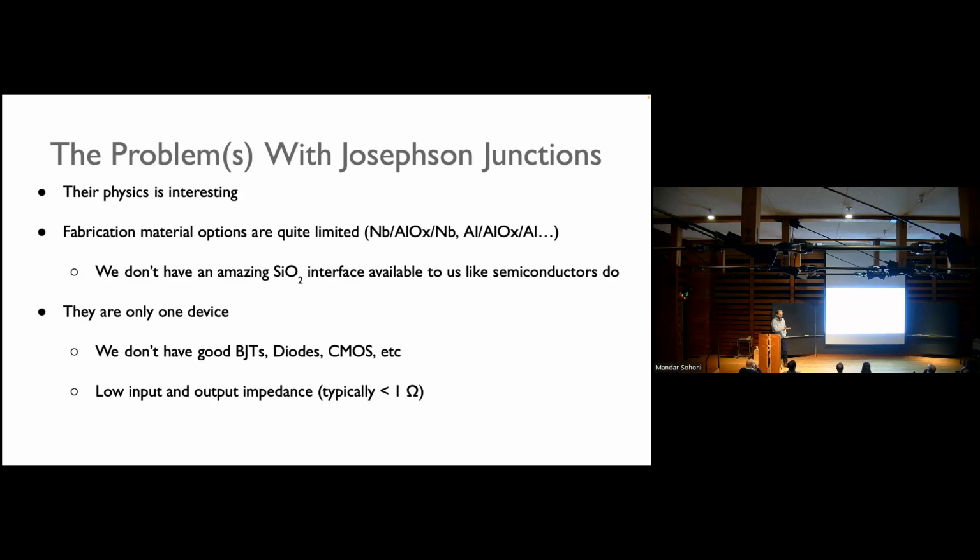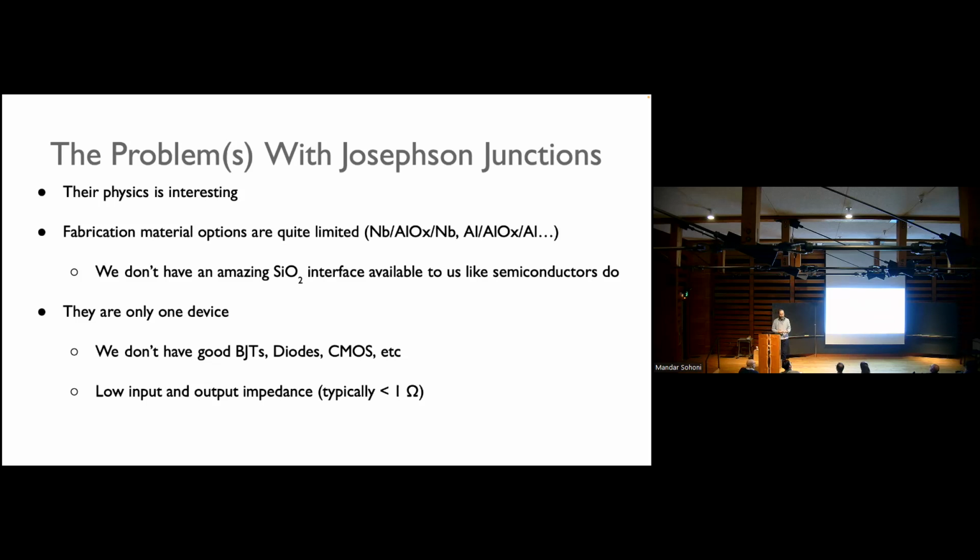We heard about aluminum oxide. That's a beautiful Josephson junction, niobium aluminum oxide. We don't have that amazing oxide interface that CMOS has. It's just self-passivated, terminated, and beautiful. Also, they're only one device. We don't have diodes. We don't have BJTs, bipolar transistors. We don't have thyristors, a little callback to an earlier talk there. But anyway, we need some of these other technologies.